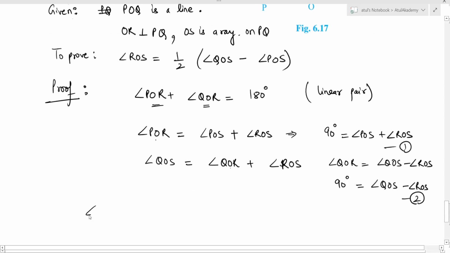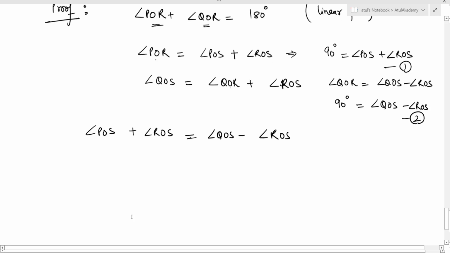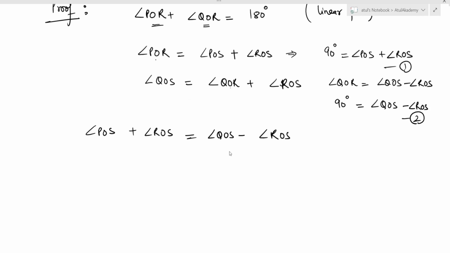Both of them are 90. So I have angle POS plus angle ROS is equal to angle QOS minus angle ROS. Clear, students? Hope this is clear till here. Now, let's move it over here and there. Bring ROS on the same side, ROS plus ROS, okay?